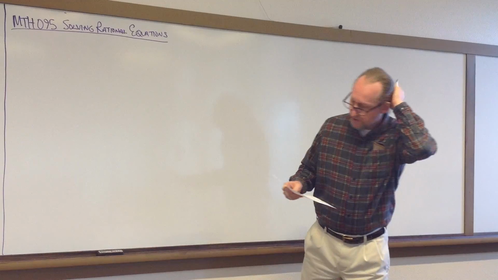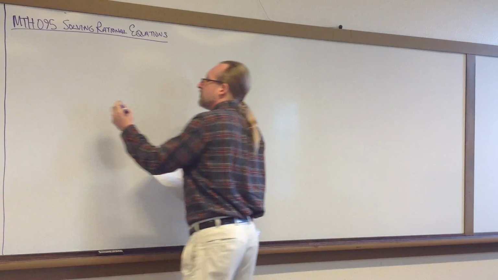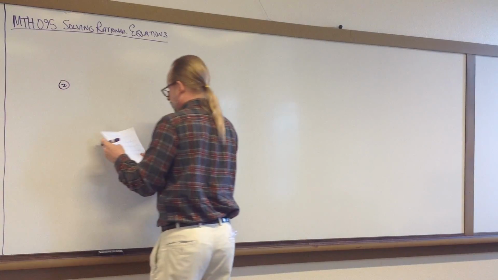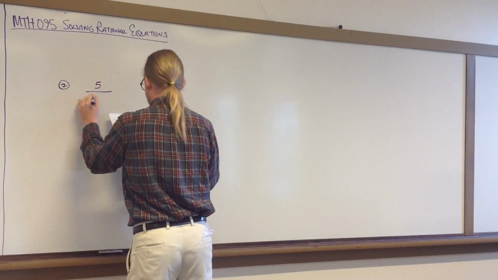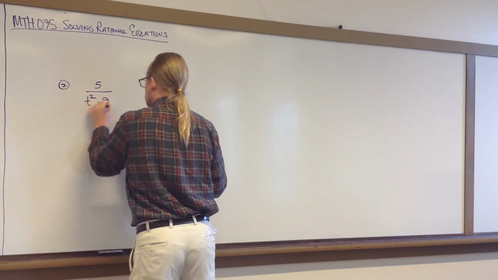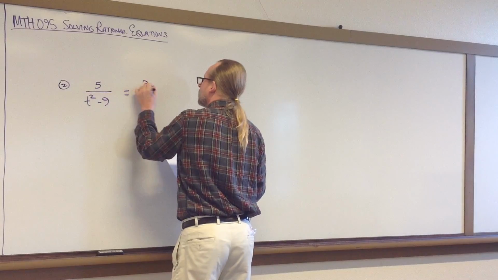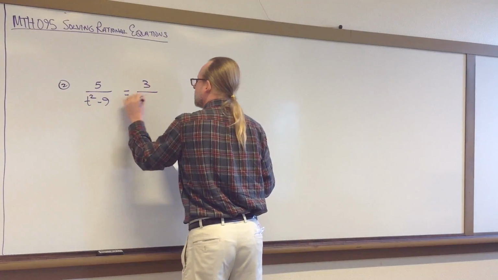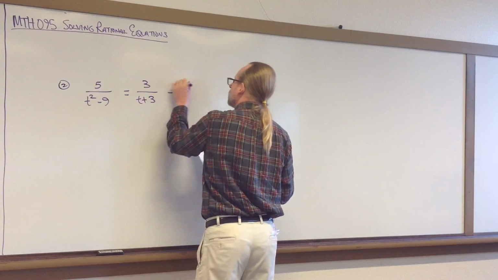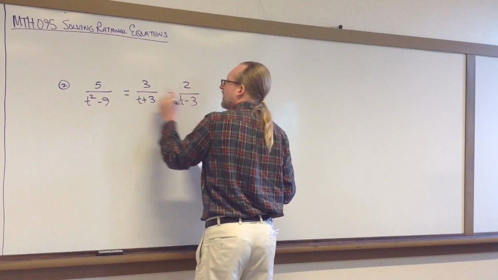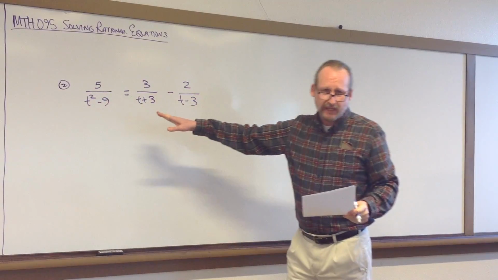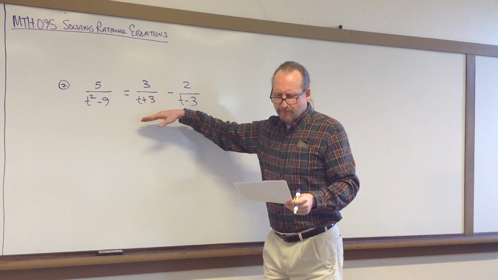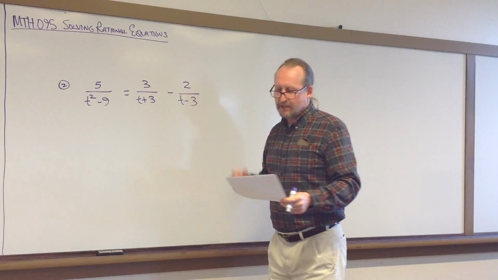generate solutions for them. So let's take a look at problem 2 and talk about what we're going to do here, and then we'll talk about how to do it, and then we'll do it. All right, so let's see here. We've got 5 over t squared minus 9 equals 3 over t plus 3 minus 2 over t minus 3.